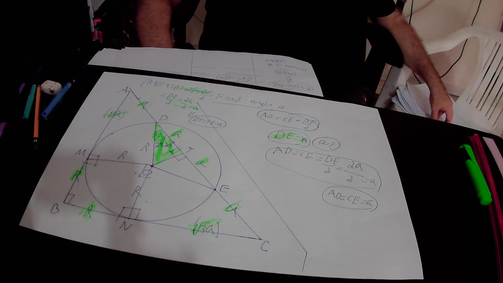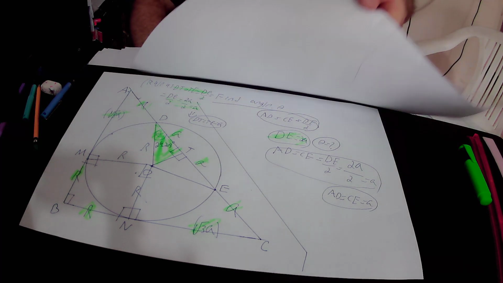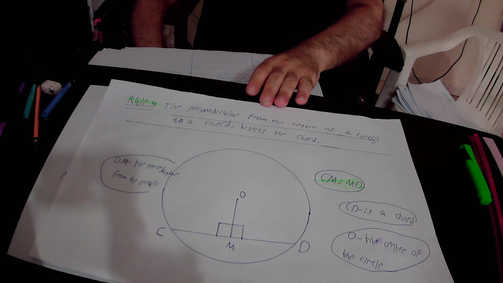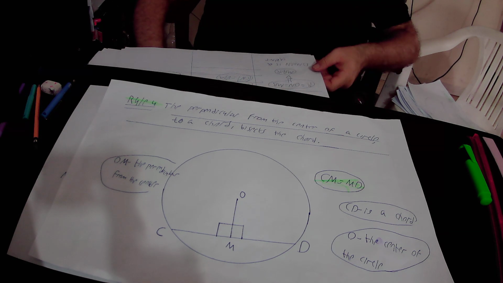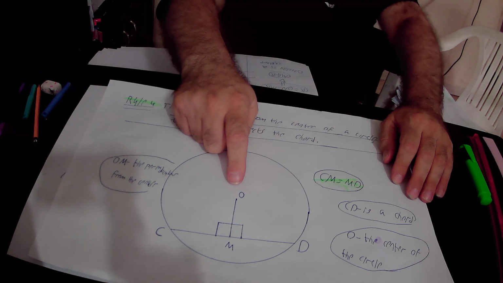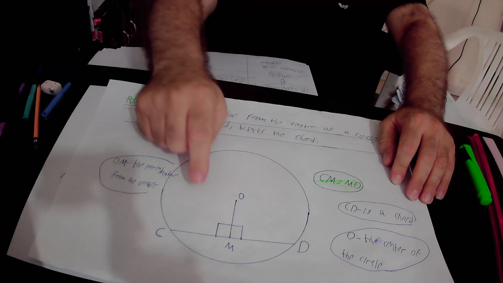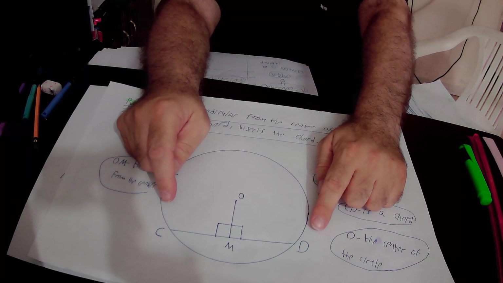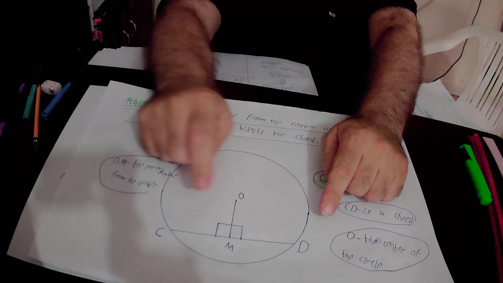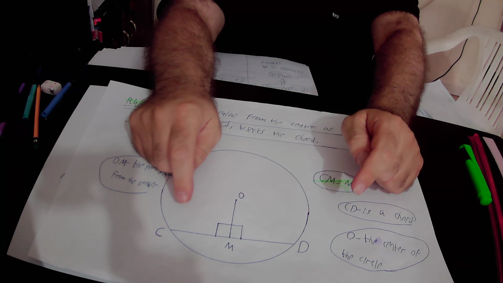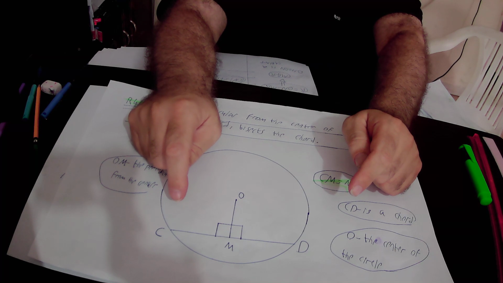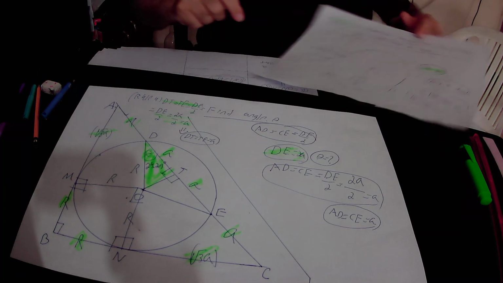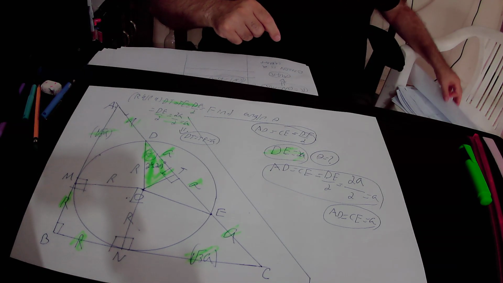Then I presented to you rule number 4, and we implemented it in our drawing. According to rule number 4, the perpendicular from the center of a circle to a chord bisects the chord. The center of this circle is point O. We have the perpendicular OM, which bisects the chord CD. That is to say, CM equals MD, and both are equal to CD over 2.